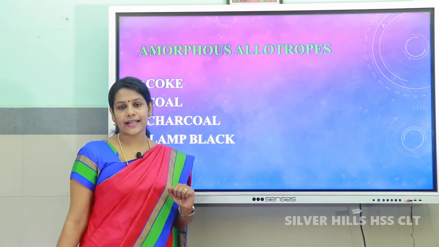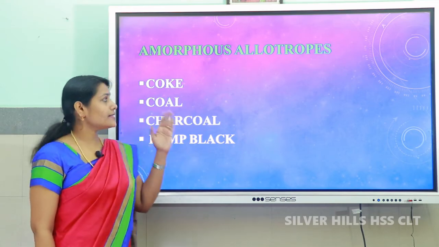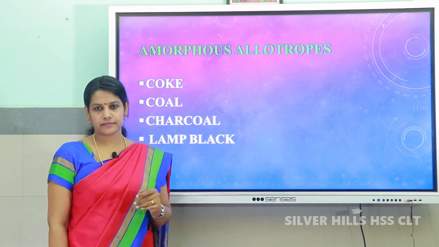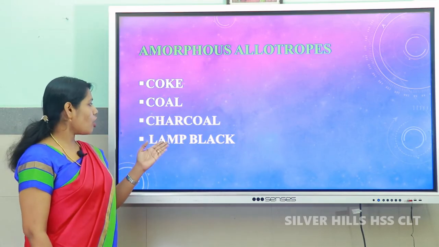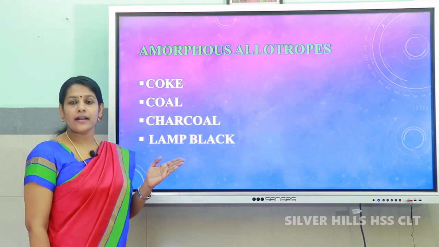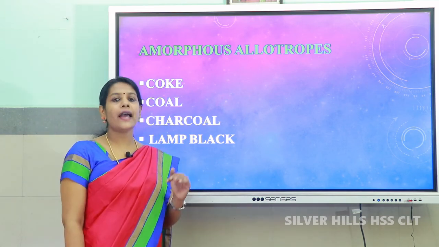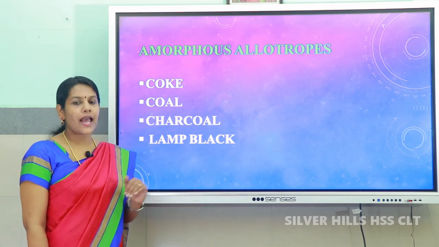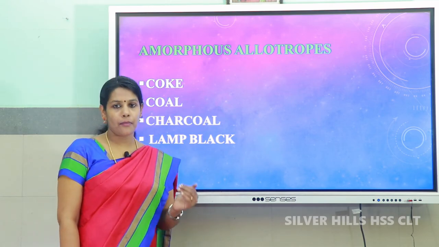Let us see the second category of allotrope of carbon, that is amorphous allotropes. So we have coke, coal, charcoal, lamp black, etc. These are the amorphous allotropes of carbon and they are commonly known as amorphous carbon.